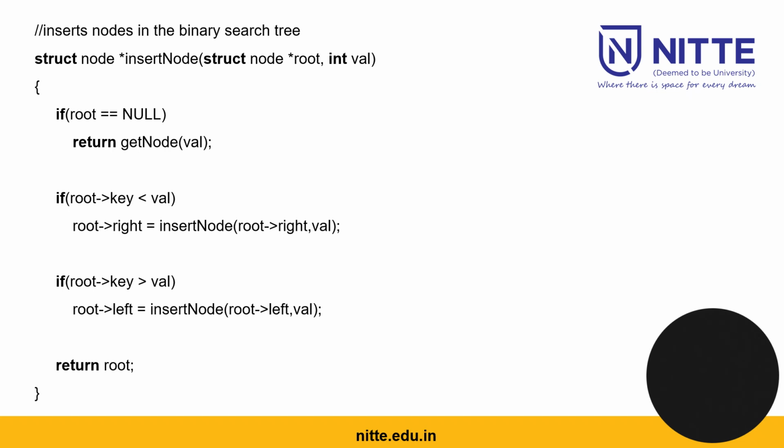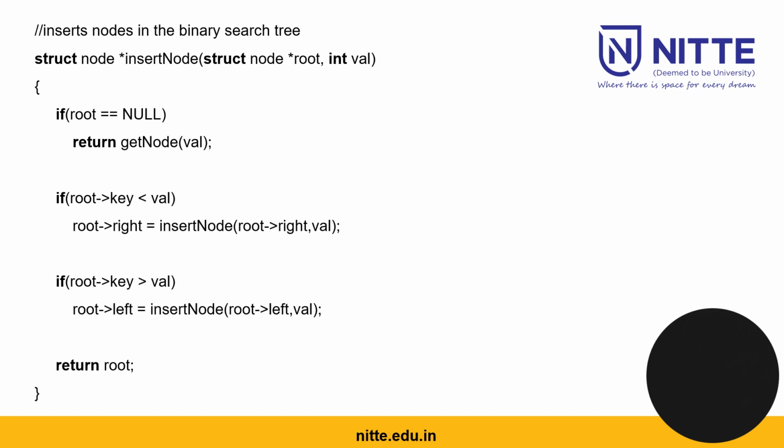It will return the new node with that value. Now we will insert nodes in the binary search tree. That is struct node star insert node, struct node star root comma int value. So what we are going to do here, we are going to insert a value at the root node. So if the root is equals to null, then the new node with the value will be returned. Otherwise, what happens?